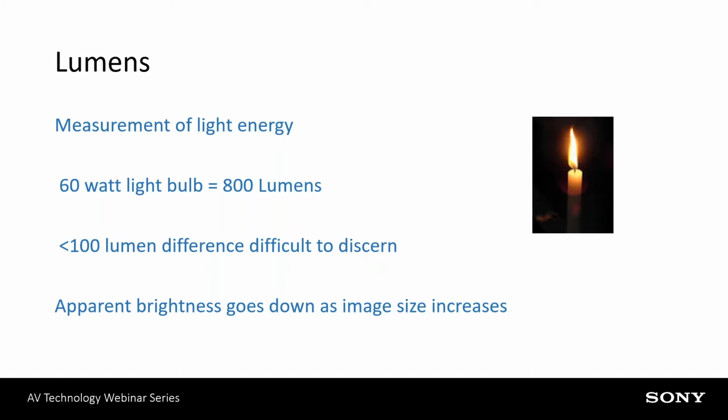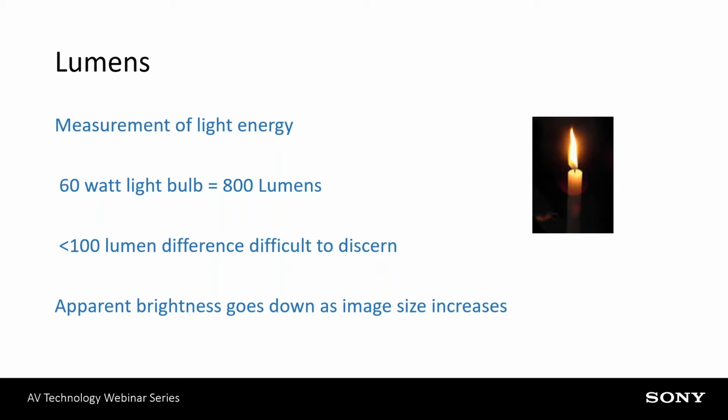Something to keep in mind when you look at lumens and deciding what's the right projector and interpreting the specs is, typically speaking, a human eye can't discern less than a 100 lumen difference. So in other words, if I were to show you a projector that is 5,000 lumens and then show you a projector that's 5,100, more than likely you wouldn't see the difference.